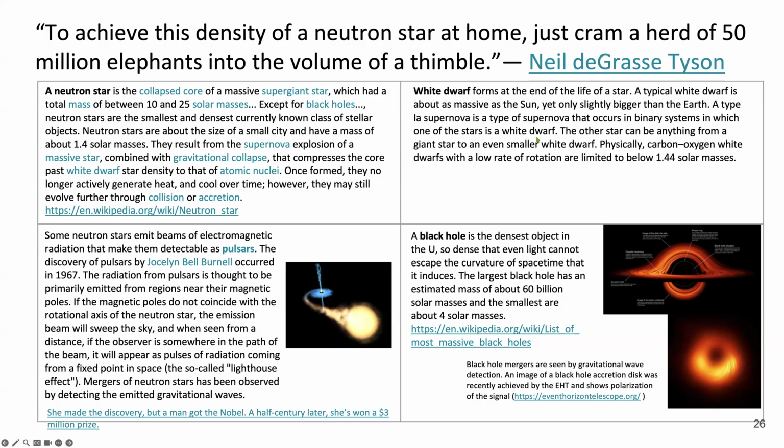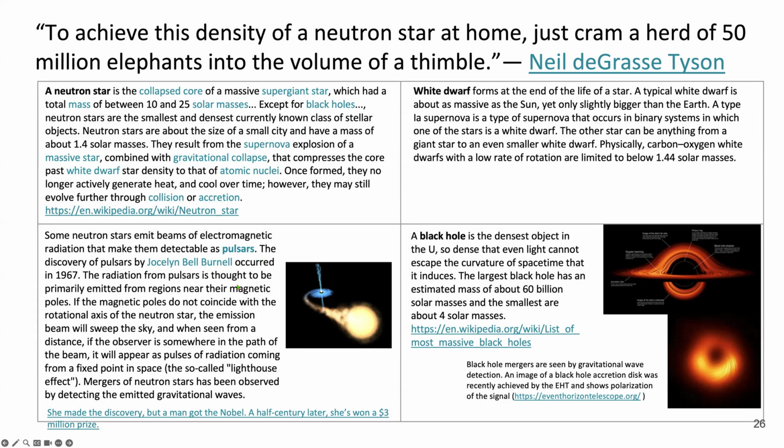White dwarfs are also collapsed stars. Neutron stars can become what are called pulsars, spinning neutron stars. And we have pulsars, the radio beams from pulsars illuminating Earth.